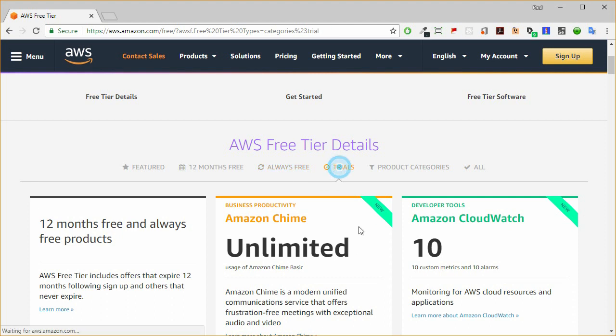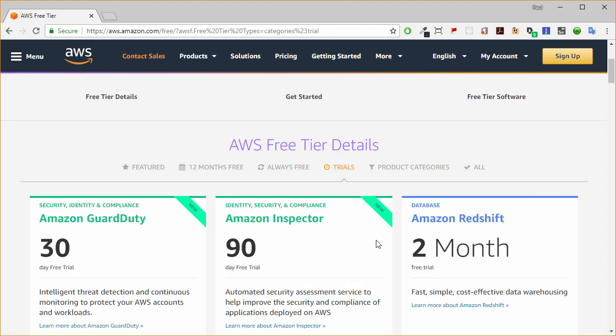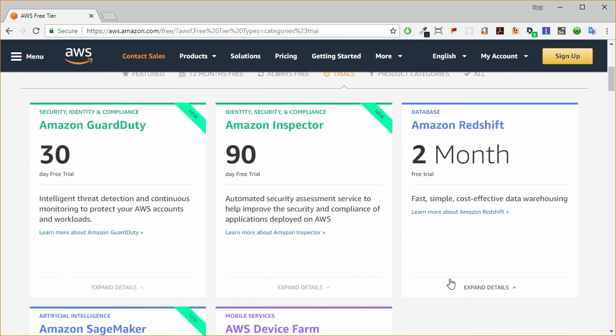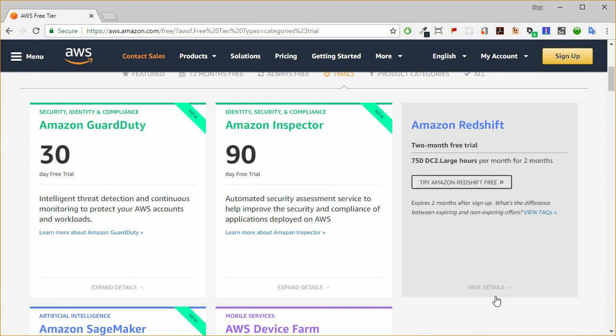And we also have trials. So you need to be very careful with trials. So for example, with Amazon Redshift, that is quite an expensive service. If you look there, you've got 750 hours of DC2 large hours per month for 2 months. But if your account is already over 2 months old and you actually start using Redshift, you're going to get billed for it, and you're going to be billed for quite an expensive instance as well.